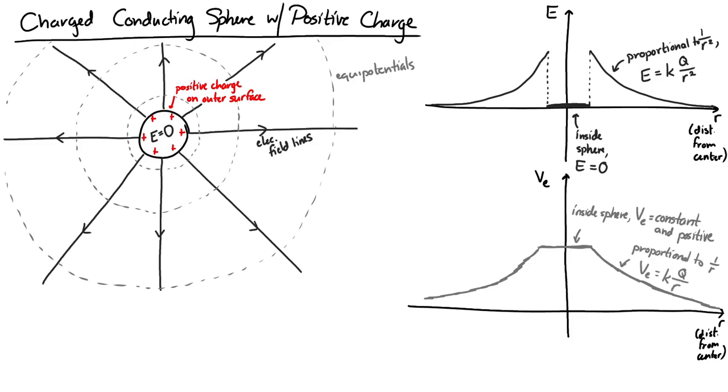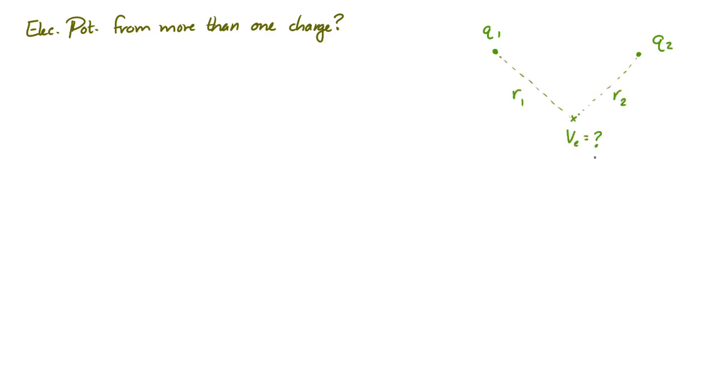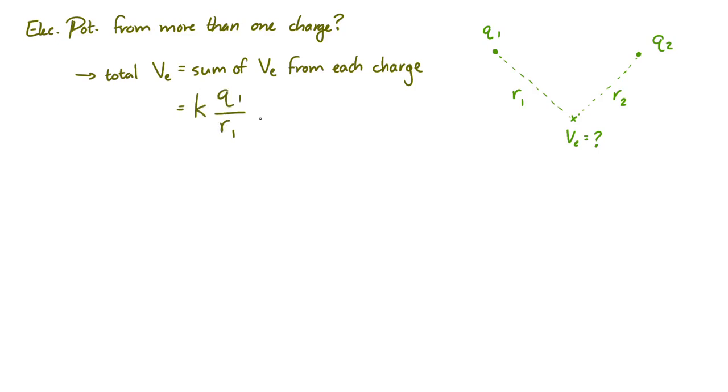Now what if you want to know the electric potential at a location and there's more than one charge affecting your potential? Let's say we have two charges and you're these distances away and you want to know the potential at this location. Just like with gravitational potential, the electric potential is equal to the sum of the electric potentials caused by each charge. So the total electric potential at this location would equal the electric potential caused by Q1 plus the electric potential caused by Q2.